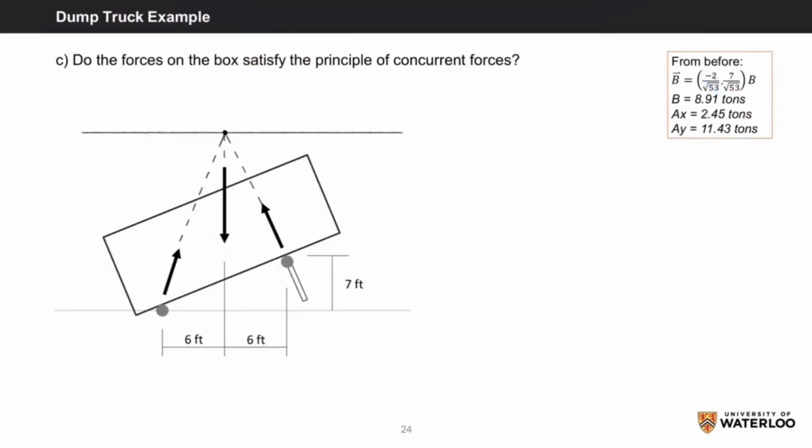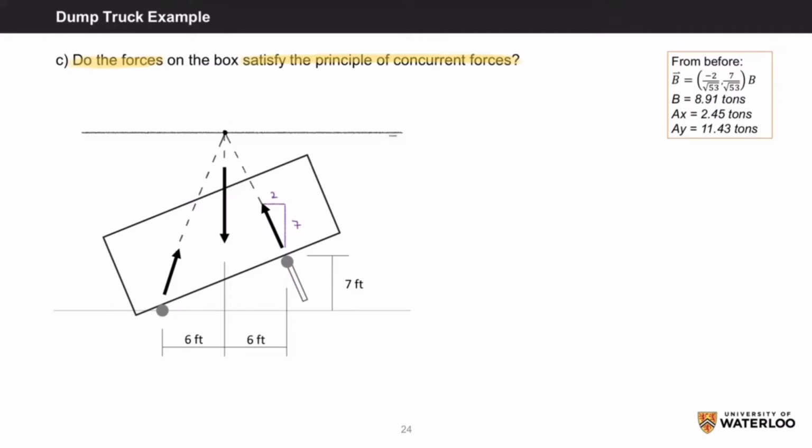On to part C. The question here asks, do the forces on the box satisfy the principle of concurrent forces? Here we have a simplified diagram of the loading box on the dump truck to help illustrate this. From earlier, we know the vertical and horizontal portions of B are 7 and 2, so we get this triangle with a rise of 7 and run of 2.